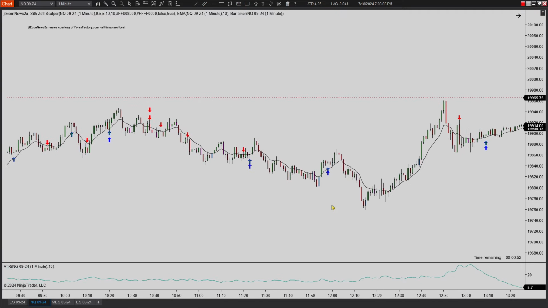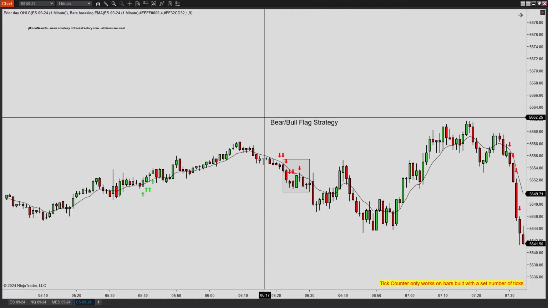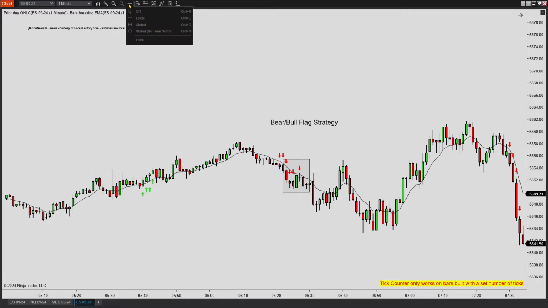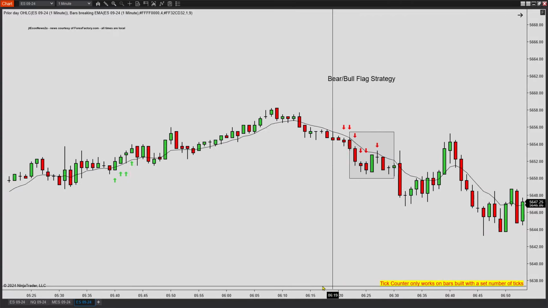So, it's alive, it's well, it's good. Trade them accordingly. Look for the best setups. And now we'll switch over to the bear bull flag strategy. Little bit of a slower pace strategy for those who enjoy that. But overall, we can go ahead and look here.